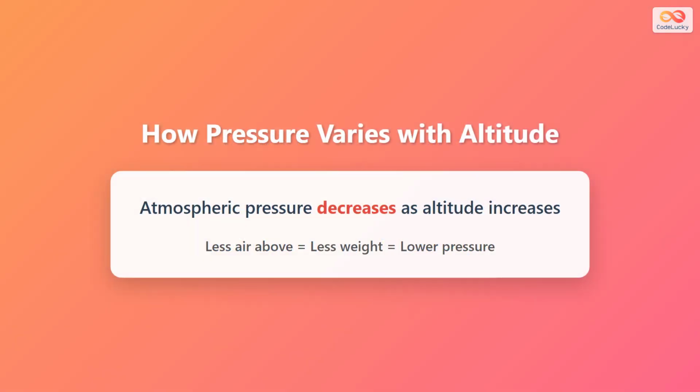One of the most important characteristics of atmospheric pressure is that it decreases as altitude increases. The reason is quite intuitive. The higher you go, the less air there is above you. Less air above means less weight pushing down, which results in lower pressure. This relationship is fundamental to understanding weather patterns, aircraft flight, and even why mountain climbers need supplemental oxygen at high elevations.